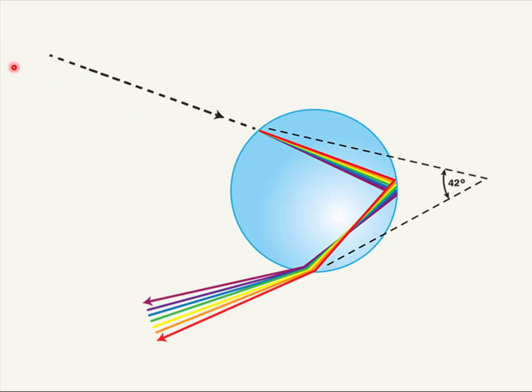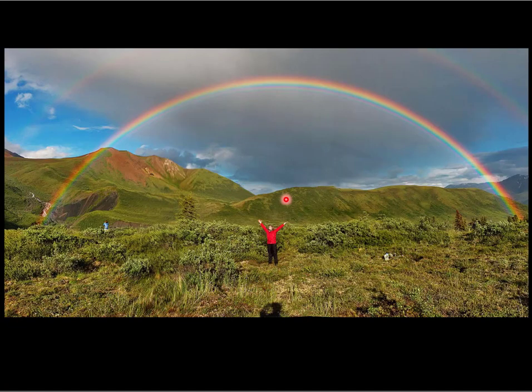Rainbows also require a little bit of reflection to work, and so light comes into this water droplet. It refracts as it goes from the air to the water. Then it reflects off of the back of the water droplet, comes out, and as it comes out, it refracts again, further separating out the different wavelengths, and by the time you're done, you have a really nice, really pretty rainbow.